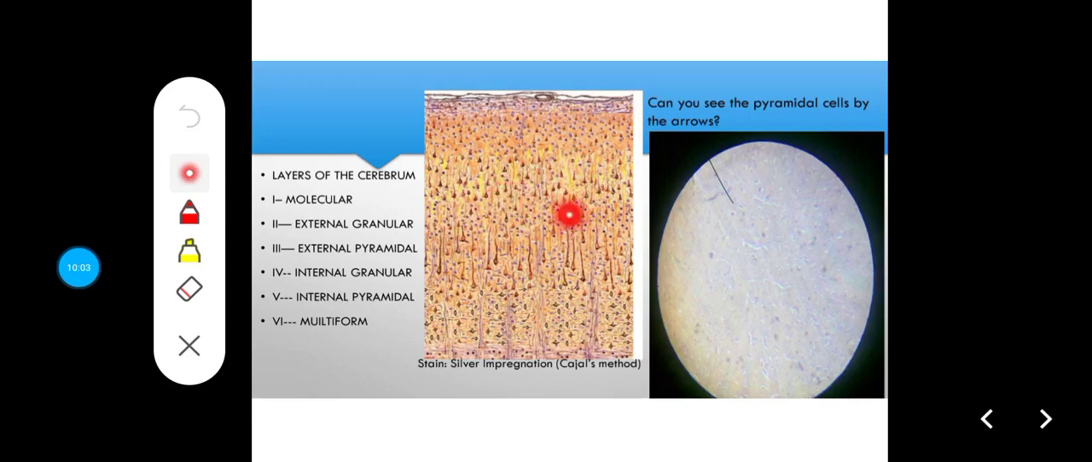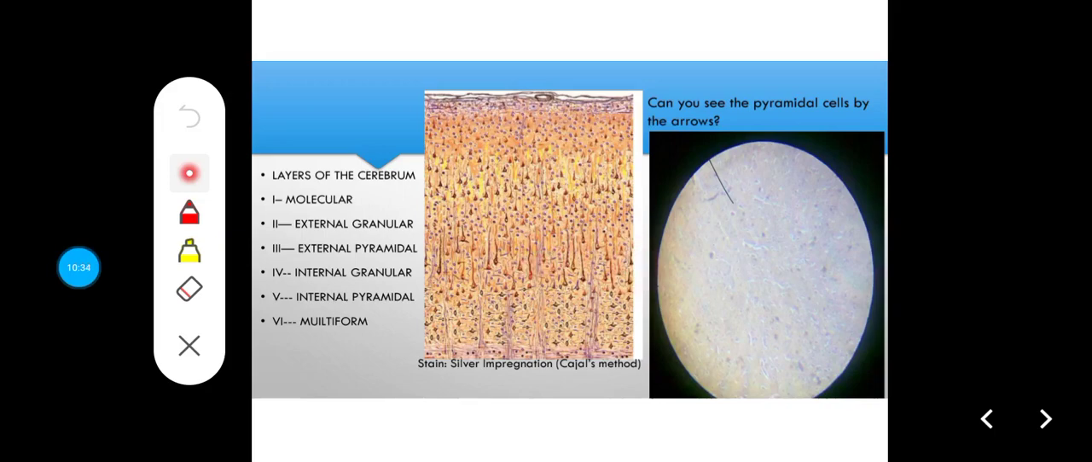Then the layer just deep to the pyramidal cell layer is the internal granular layer. The internal granular layer contains some stellate neurons. Then the layer just deep to this internal granular layer represents the internal pyramidal layer.